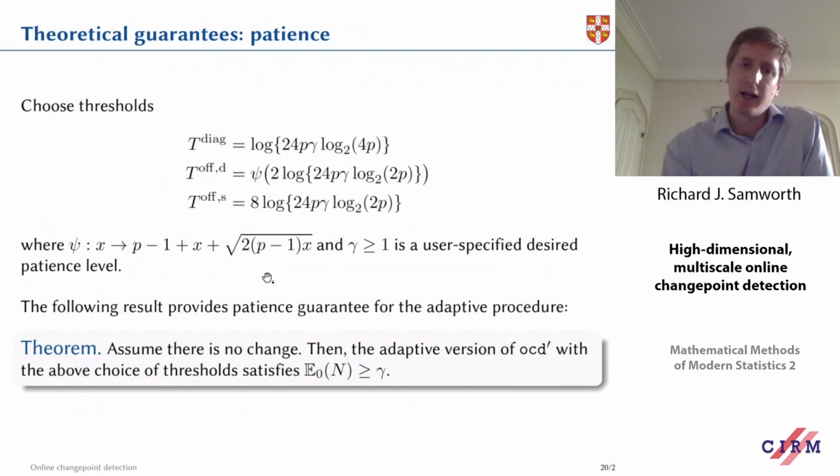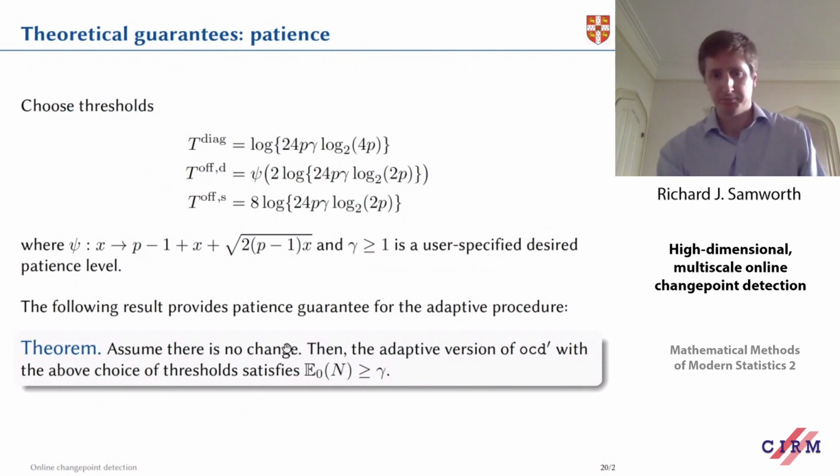Okay, and the nice feature of making the choices in this way is that under the null hypothesis, the adaptive version of OCD prime, that is the one that declares a change when the minimum of 3 statistics exceeds its threshold level, satisfies the patience guarantee that we desired, controlling the patience at least at level gamma.